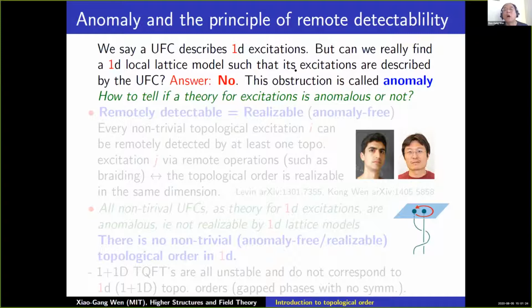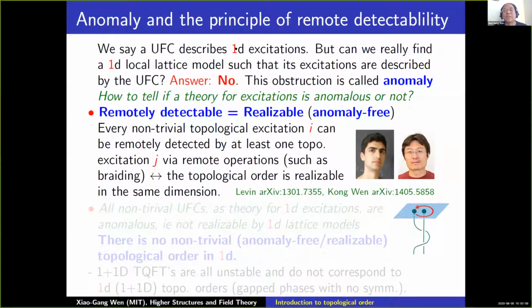This obstruction to finding a one-dimensional lattice model is called anomaly. So we say this unitary fusion category is anomalous. It means we cannot find any one-dimensional lattice model which produces excitations described by the unitary fusion category. Actually, there is one unitary fusion category which is not anomalous, which is realizable, but that one is the trivial one. So any non-trivial one is not realizable.